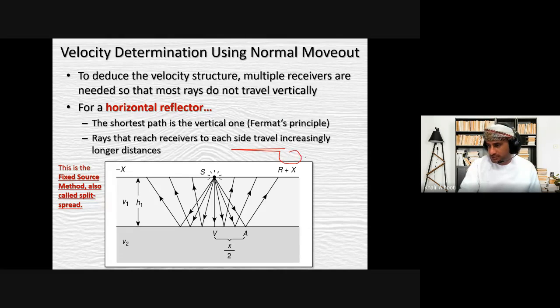So one of the cases is that there is a source and there are a lot of geophones. This is called off-end. Whereas this type, where the source is in the middle, is called split. So this is a source. How many geophones do I have? 1, 2, 3, 4, 5, 6.